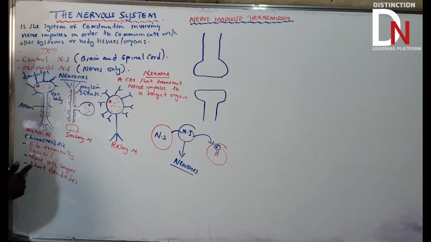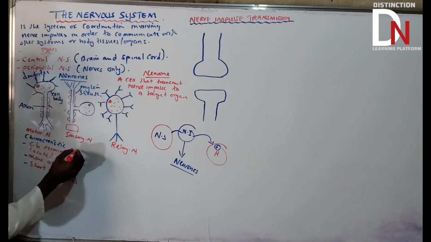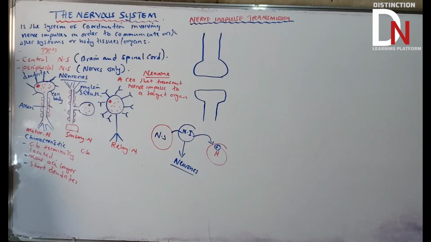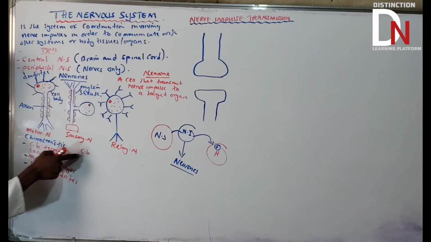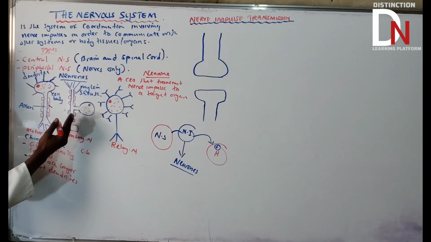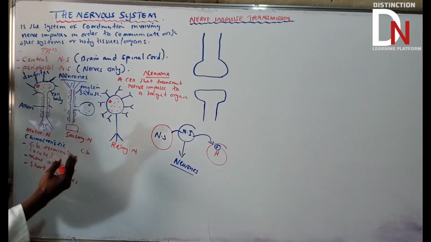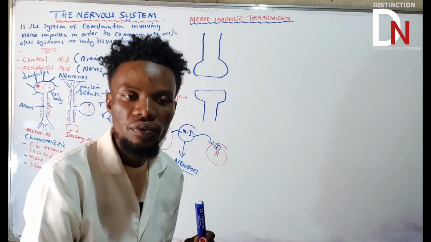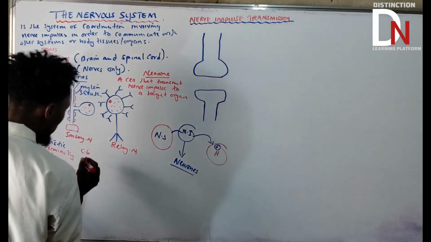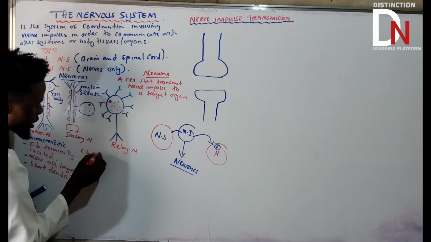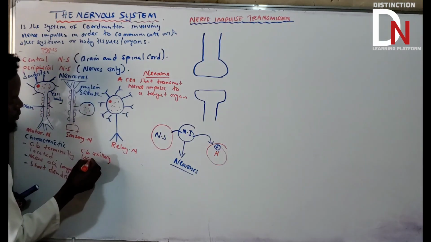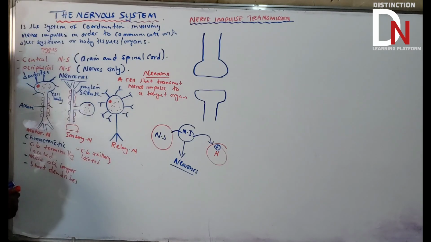Sensory neuron characteristics. The first one is the cell body. Under sensory neuron, is the cell body terminally located? No. As you can see, it is in the middle there. It's not terminally located. In biology we use the word axillary. If you say axillary located, it means that it is in the middle. So here we're saying axillary located. This is the first feature.